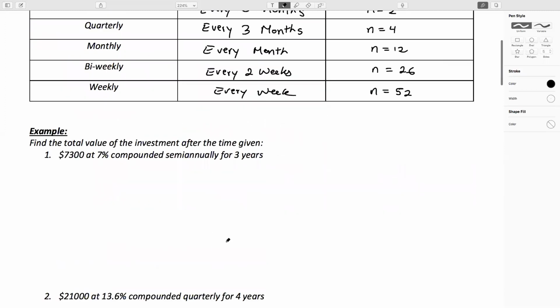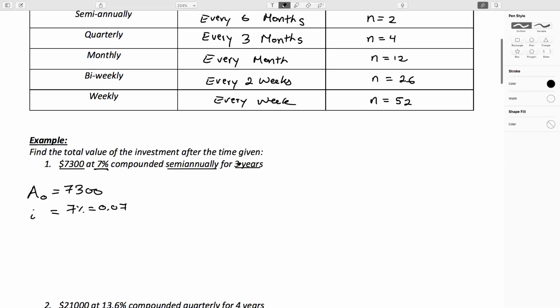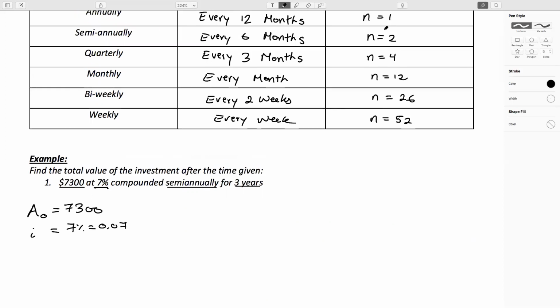So find the total value of the investment after the given time. We've got an initial investment of $7,300 at 7% compounding interest, compounded semi-annually for 3 years. So we can list out our variables here. We've got A naught, which is $7,300. We have an interest rate I of 7%, which is 0.07. Compounding periods are semi-annually, which means it's happening twice a year, so n equals 2. And it's happening for 3 years, so t equals 3.